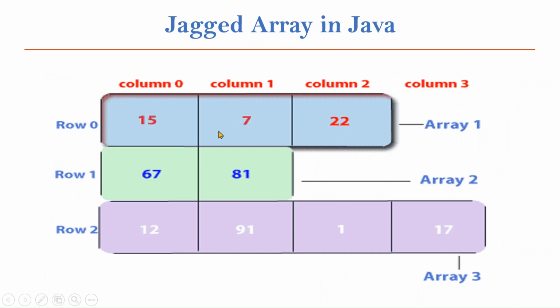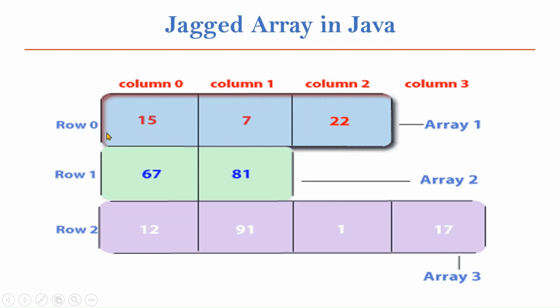Now, just look into this diagram. Here we have 3 rows. If you take the first row, we start with a 0 index, then 1 index, then 2 index. So row 0, row 1, and row 2 are index numbers. Then the column, this is the first column vertically, column 0 index, column 1 index, column 2 index, and column 3 index. So for every row, I'm creating a different array with a different size.